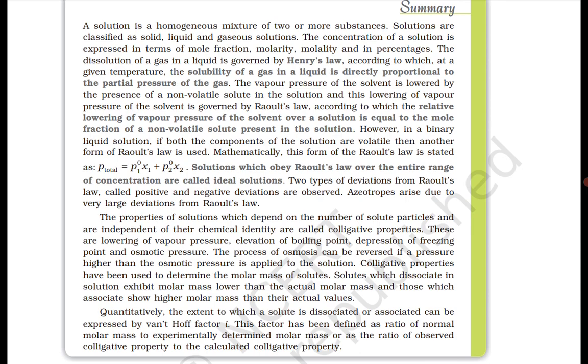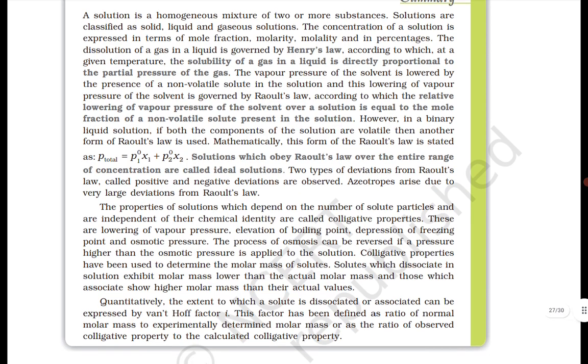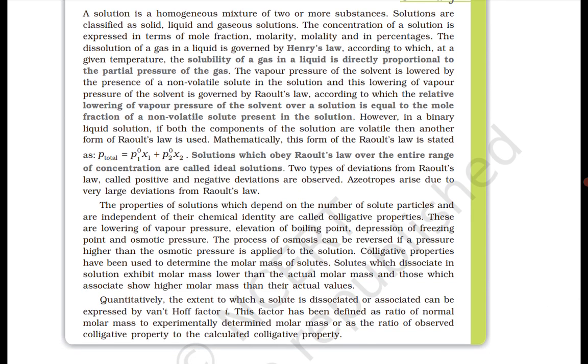Summary. A solution is a homogeneous mixture of two or more substances. Solutions are classified as solid, liquid, and gaseous solutions. The concentration of a solution is expressed in terms of mole fraction, molarity, molality, and in percentages. The dissolution of a gas in a liquid is governed by Henry's law, according to which at a given temperature the solubility of a gas in a liquid is directly proportional to the partial pressure of the gas.